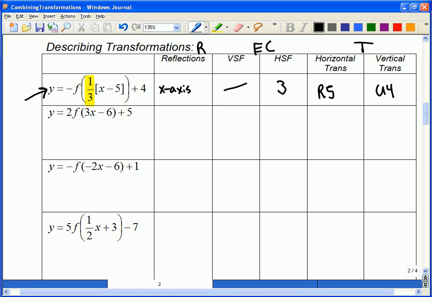So if I was to read this to you and give you a recipe, I would say first reflect it in the x-axis, then do a horizontal stretch by a factor of 3, move it by 5 to the right, and then up by 4. If you do it in that order, you will have a correct graph in front of you.